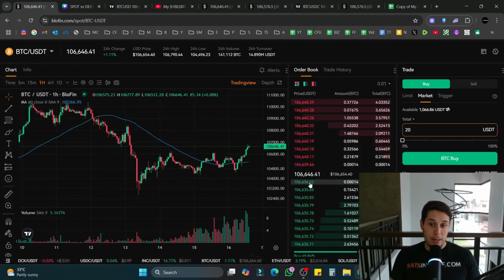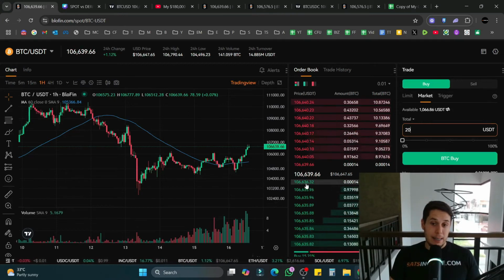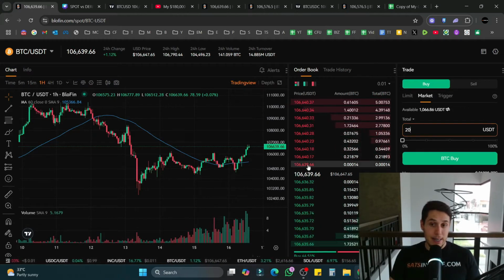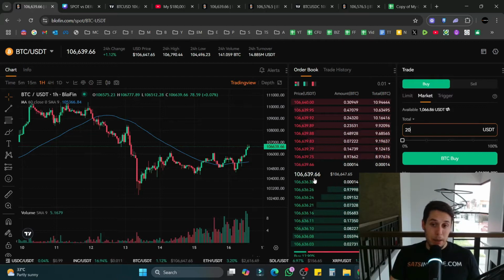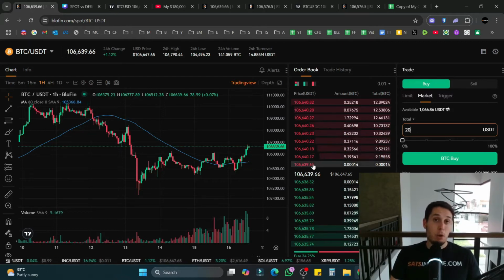So you see that the buyers are right here at 106,636. The sellers are at 106,639, so a $3 difference. That's not really a big difference, right? Does it really matter if you buy at a $3 difference per one Bitcoin?